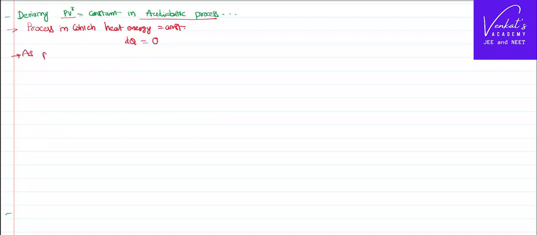We know, as per the first law of thermodynamics, the total heat energy supplied to a system is equal to the sum of the internal energy and the external work done by it. That implies in an adiabatic process, dU plus dW equals 0.